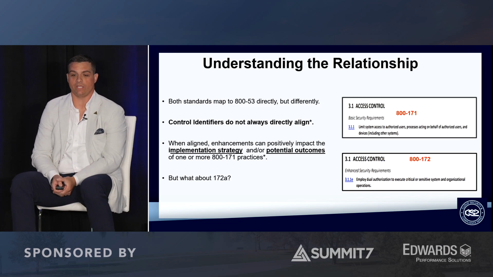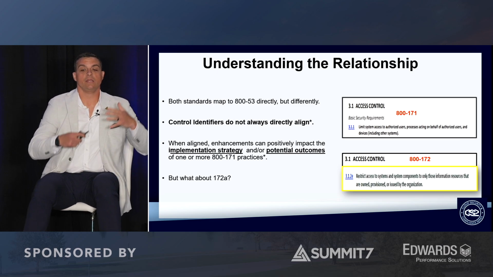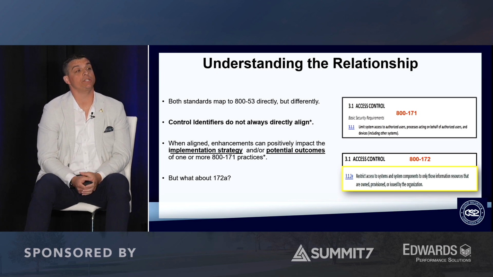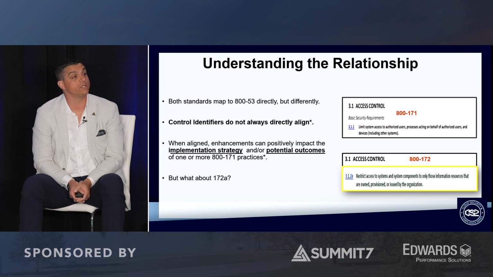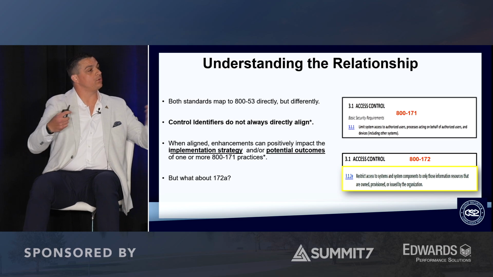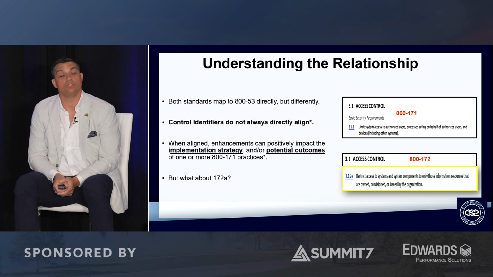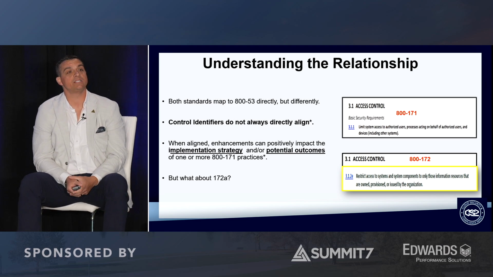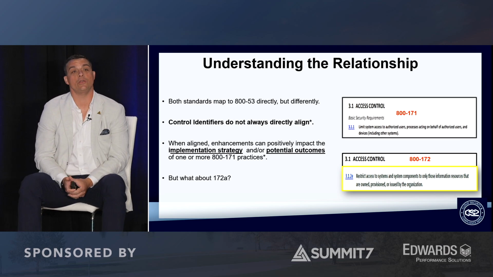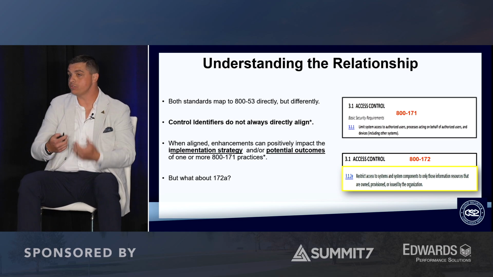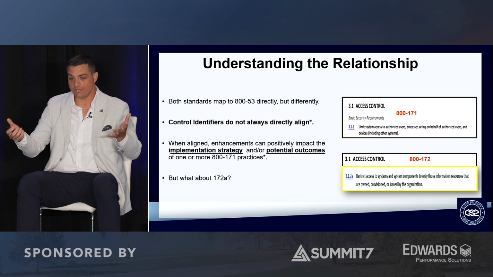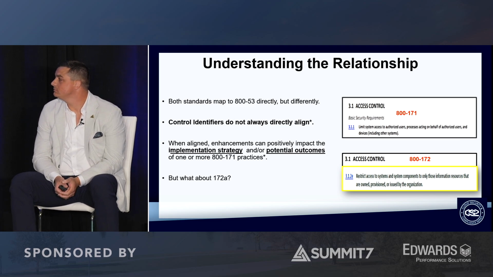That's why it's important for you to know the root to 853, because when aligned, enhancements can positively impact implementation strategy and potential outcomes of one or more than one 800-171 practices. Look one enhancement later, and the one enhancement later tells you that you need to restrict system access, so you're limiting that system access, but now it's to only devices that are owned and known by the organization. A more granular, an extra layer of security, an extra way to reduce the attack surface, things of that nature. And just to reiterate this point, I know it's small on this slide, 3.1.1 in 800-171 is not enhanced by 3.1.1e in 800-172. 3.1.1 is enhanced by 3.1.2e.